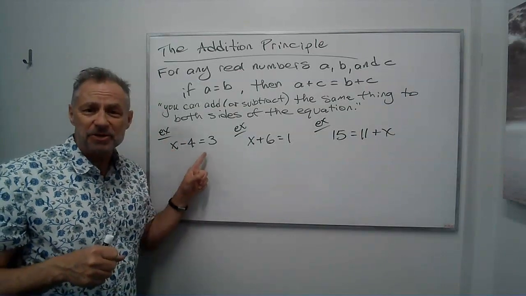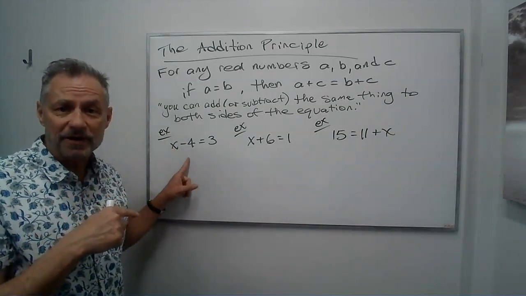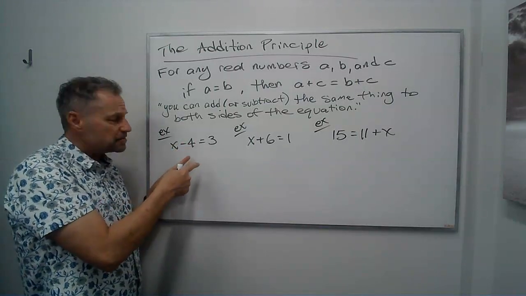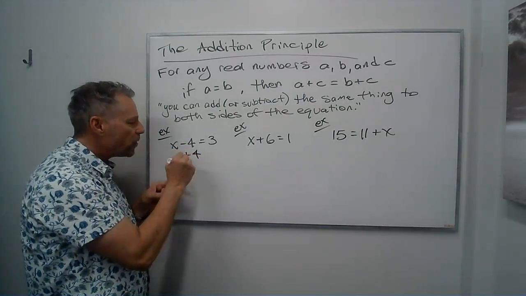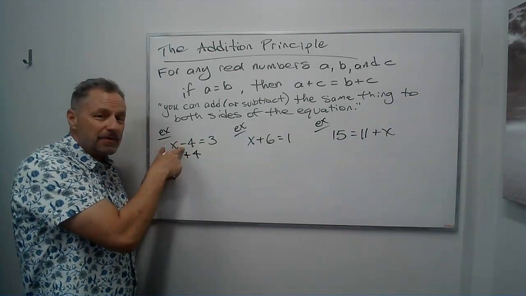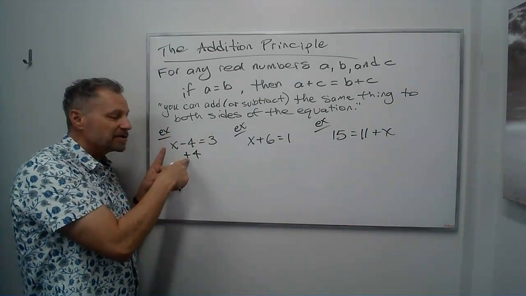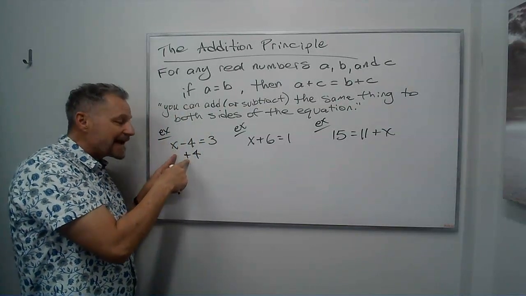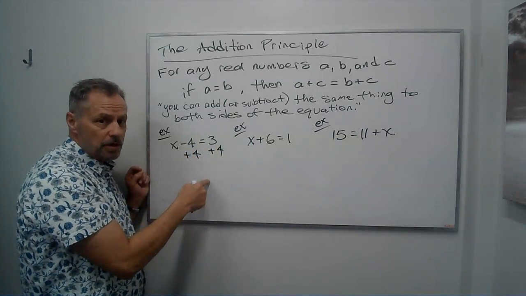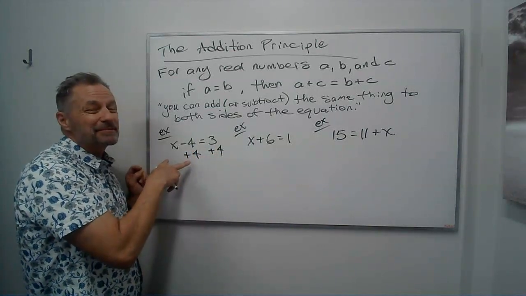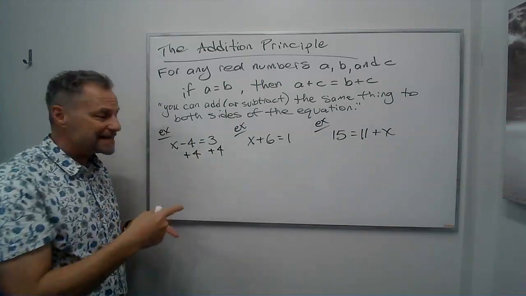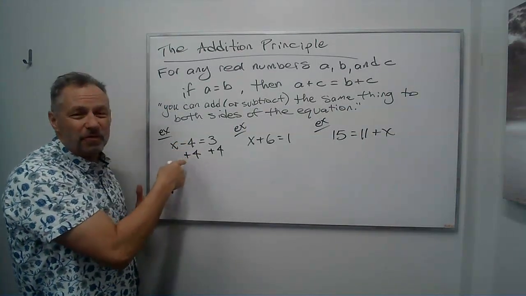So I've got x minus 4 equals 3. All I'm going to do is use the addition principle. I'm going to add 4 here because what I'm trying to do is get the x by itself. I want to get rid of the minus 4, so I do the opposite, which is add 4. And I can do that as long as I add 4 to the other side of the equal sign too. You can't add two 4s to the same side. You have to add one to the left side of the equals and the other one to the right side of the equals. But negative 4 plus 4 is 0.